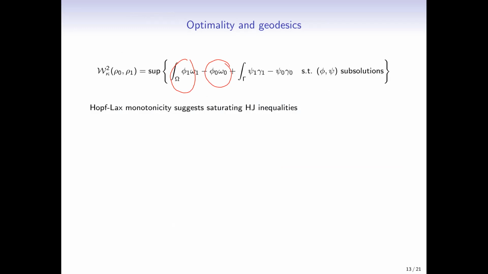However, if phi is a subsolution, the only thing you can do is that the largest possible value of phi at time 1 is when phi is actually a solution of the Hamilton-Jacobi equation. And this is just because Hamilton-Jacobi problems enjoy monotonicity properties, so Hopf-Lax monotonicity properties, if you want. And this suggests the following: if you want to look at optimizers, so solutions of the minimization problem, or actually maximizers of the dual problem, you should saturate inequalities in the Hamilton-Jacobi subsolutions.